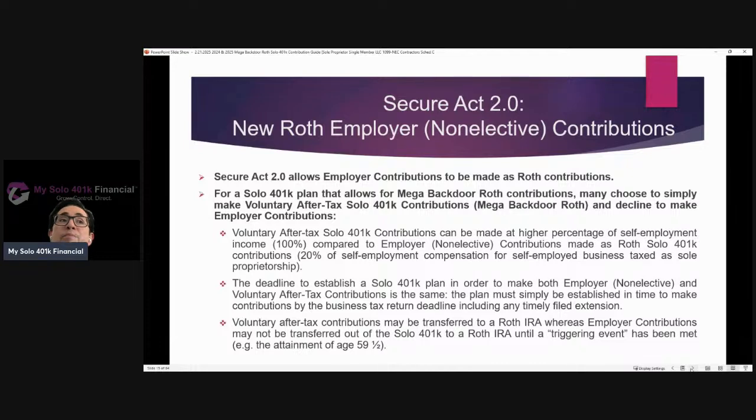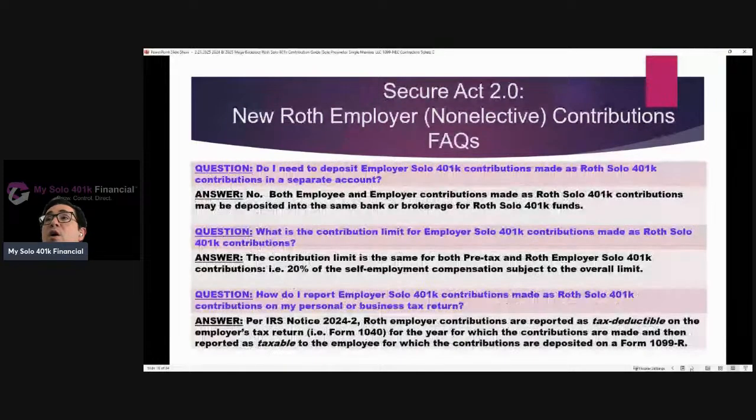That'd be another reason that our clients would prefer to just make the voluntary after-tax contributions as opposed to making employer contributions as Roth contributions. But with that stated, what are some of the FAQs for those who ultimately do choose to make employer contributions as Roth contributions? Well, number one, do I need to deposit those employer contributions made as Roth contributions into a separate account? The answer is no. Both employee and employer contributions made as Roth contributions may be deposited into the same bank or brokerage account.